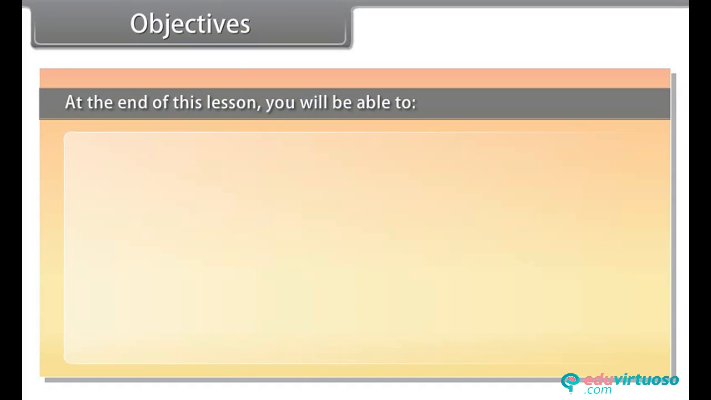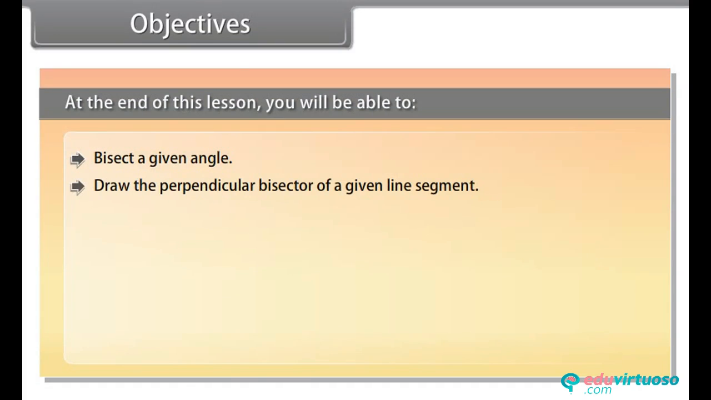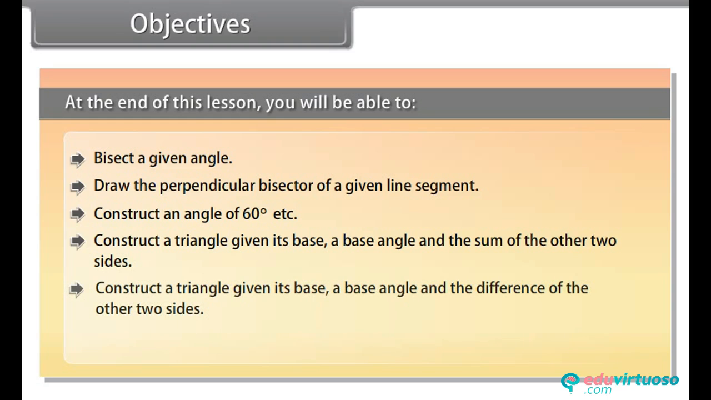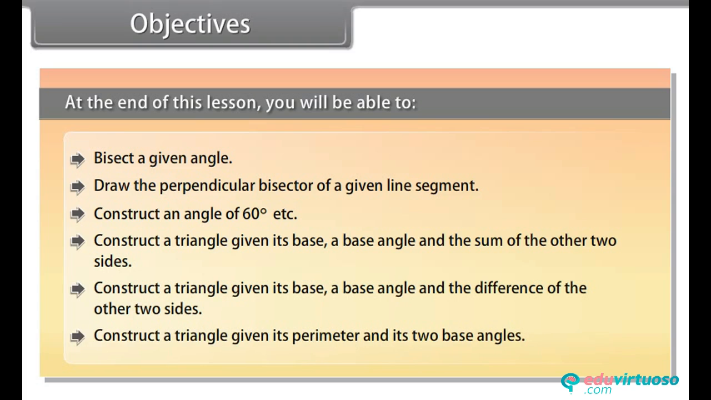Objectives. At the end of this lesson, you'll be able to bisect a given angle, draw the perpendicular bisector of a given line segment, construct an angle of 60 degree, etc., construct a triangle given its base, a base angle, and the sum of the other two sides. Construct a triangle given its base, a base angle, and the difference of the other two sides. And construct a triangle given its perimeter and its two base angles.